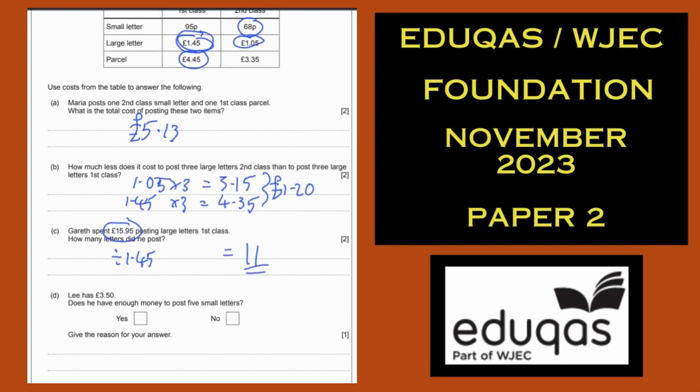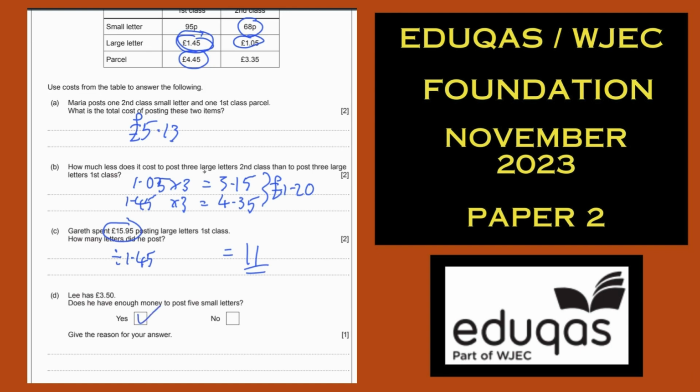On to Lee. Lee's got £3.50. Does he have enough to post 5 small letters? Now, as you can see, if you did 5 times the 95 pence, it goes into £4 odd. So no, if he went first class. But give a reason for your answer.